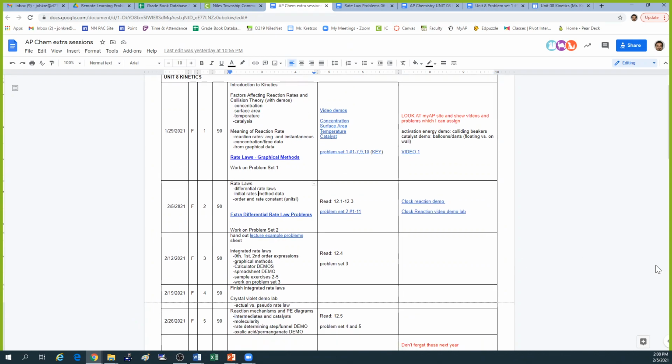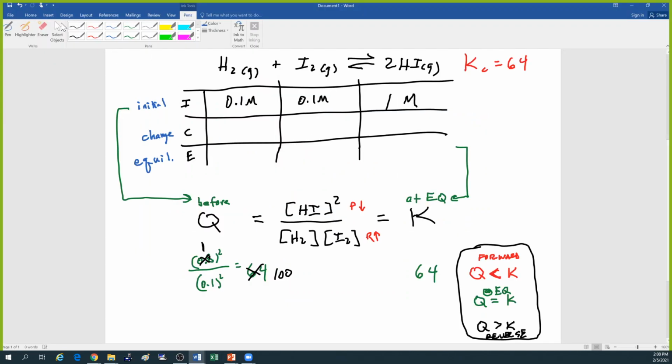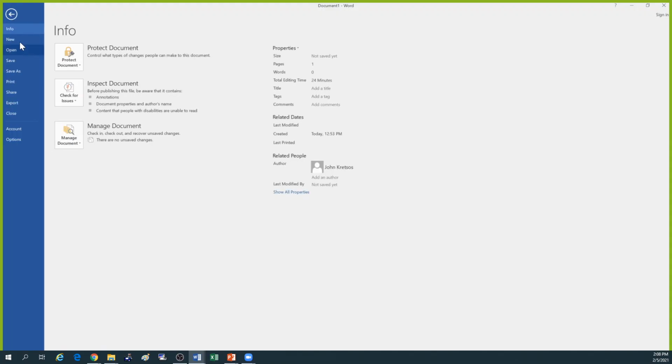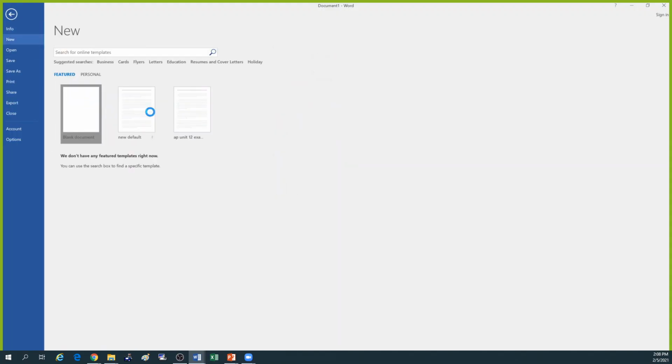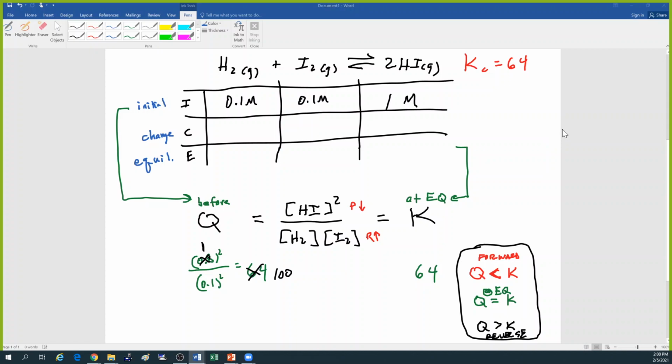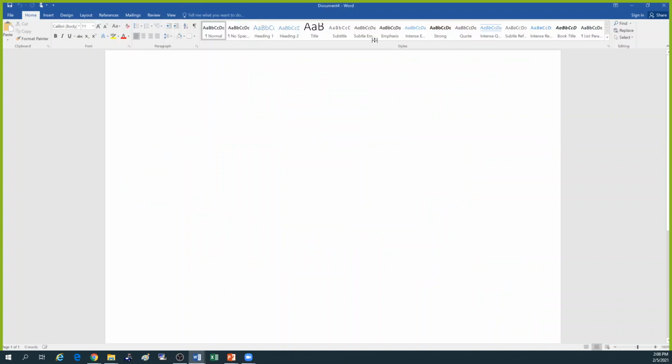So we're looking at what are known as differential rate laws. So let's start walking through what that means exactly. All right. So what is a rate law exactly? When we say a differential rate law.